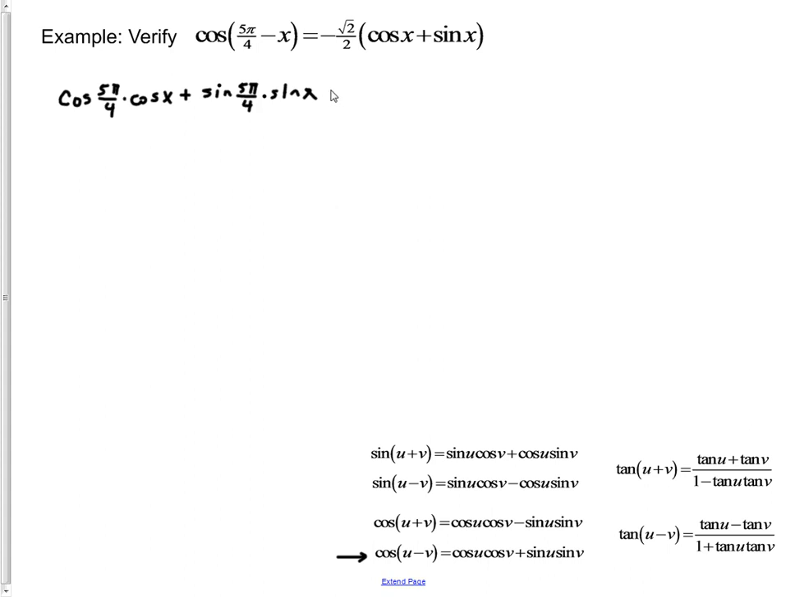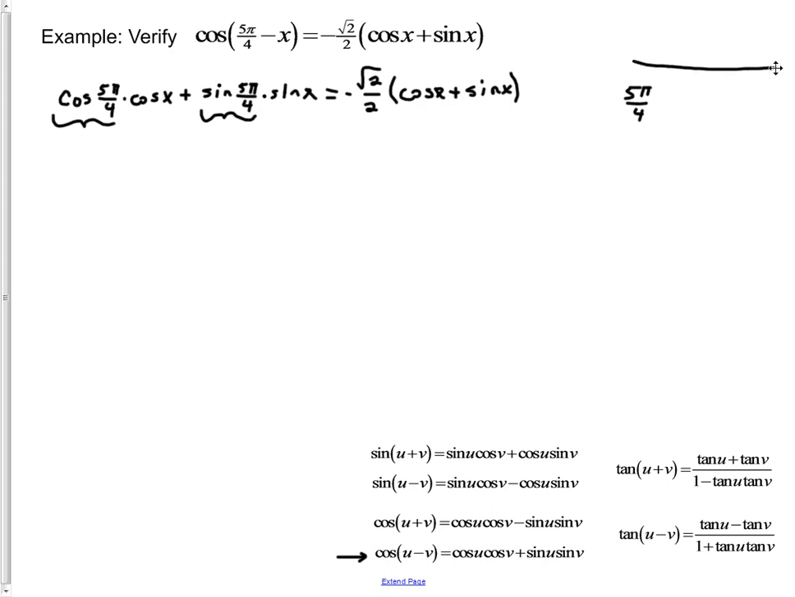Now, again, we're verifying that this is equal to negative square root of 2 over 2 times the quantity cosine of x plus the sine of x. And you might already suspect that there is certainly something going on. But let's just do it out anyways right here. Cosine of 5 pi over 4 and sine of 5 pi over 4 are the kind of values that we can calculate. So looking back, 5 pi over 4, we might notice is a third quadrant angle.